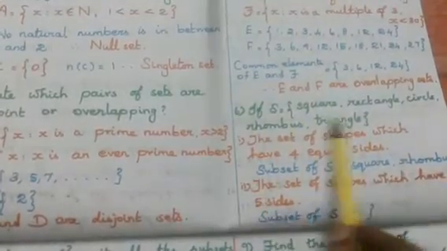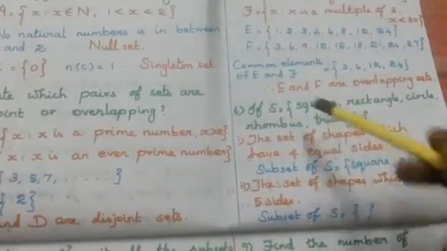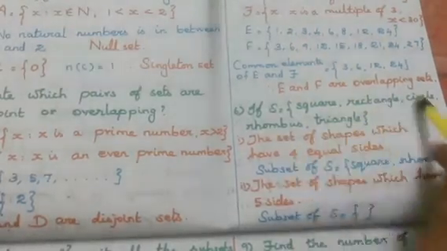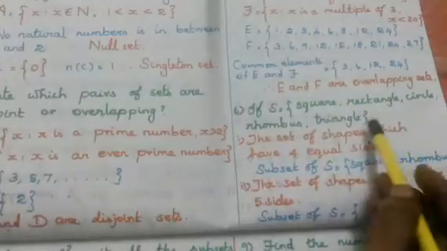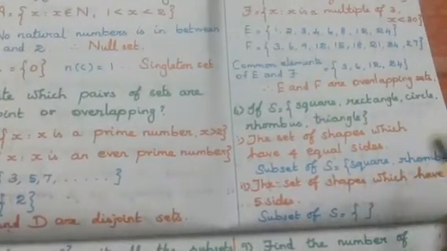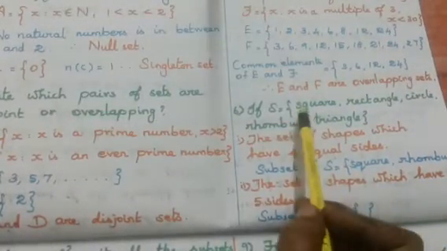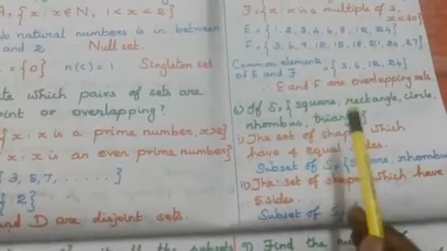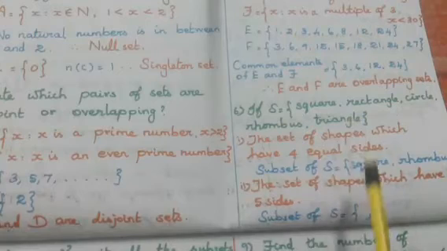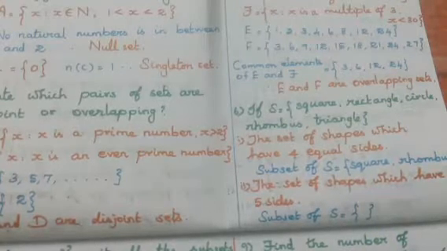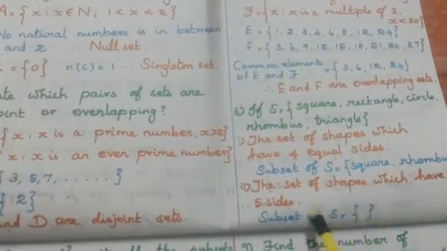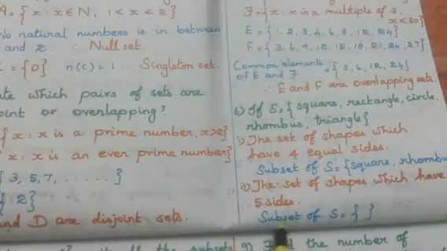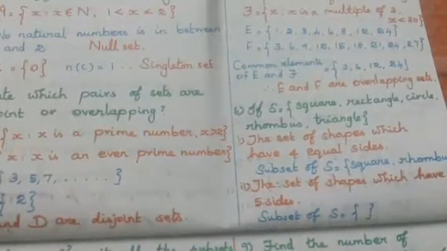We take elements from this set only. So from here, does any shape have 5 sides? No. Triangle has 3 sides, square, rectangle and rhombus have 4 sides, circle has no side. So here there is no 5-sided shape element. So the subset of S is equal to the empty set.